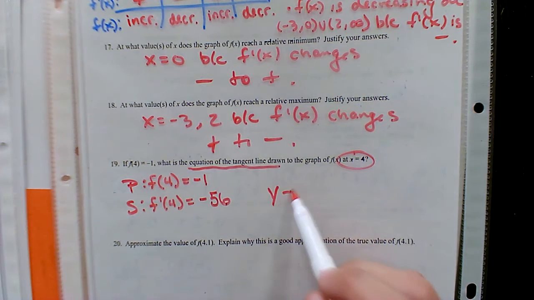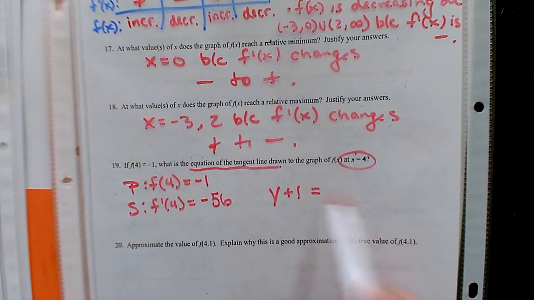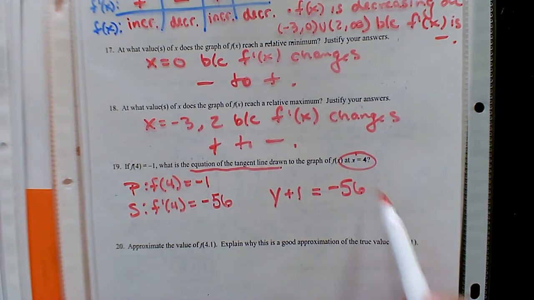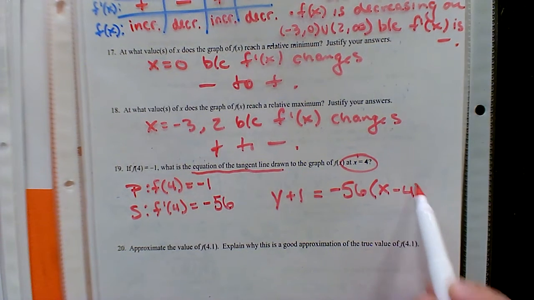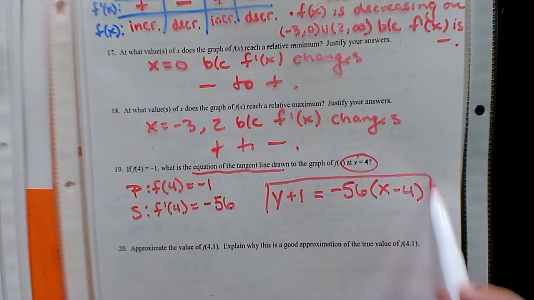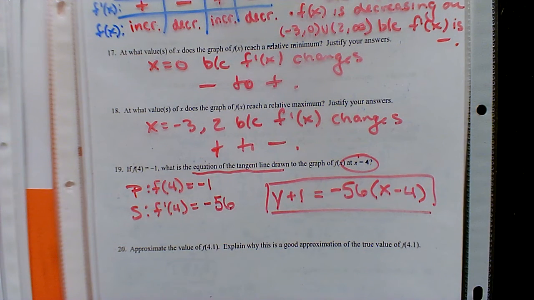All right, so equation time, y minus, or plus 1, equals our slope times x minus that x tangent location. We had 4.